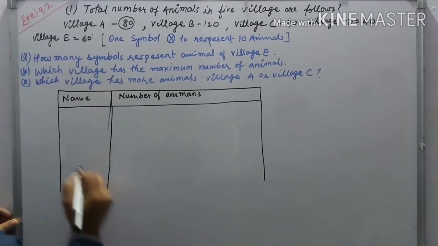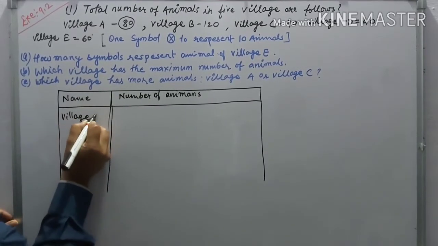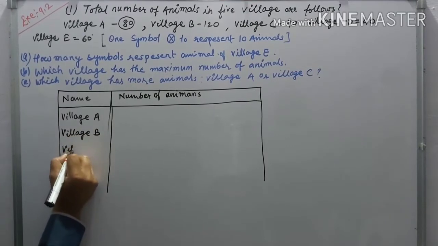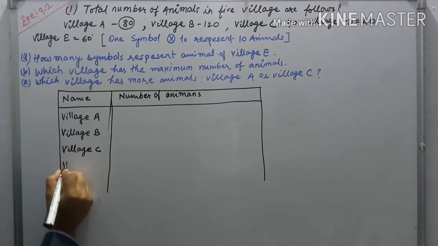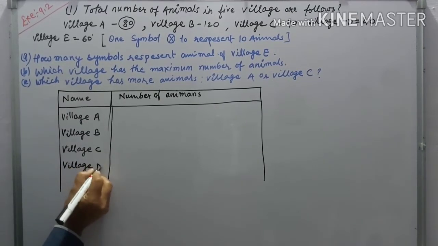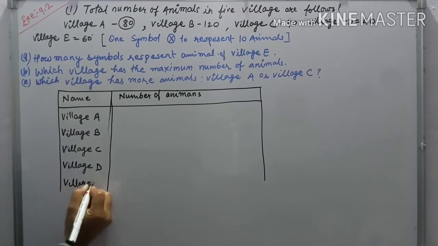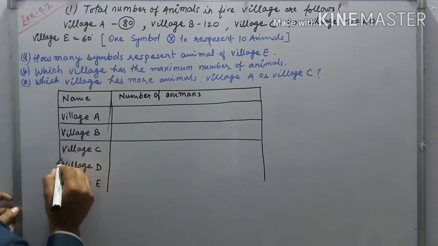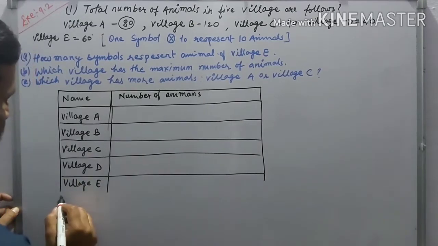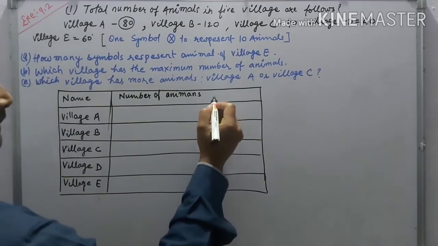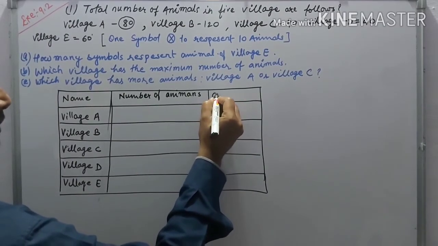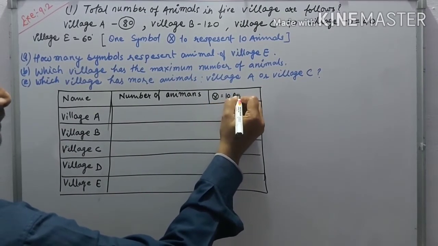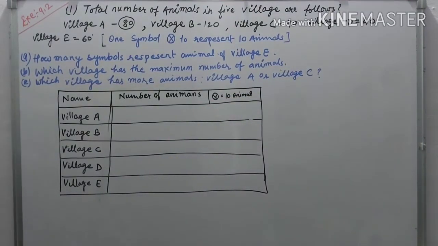Now first will be village A, second is village B, third is village C, village D, and fifth is village E. Okay, and draw separate boxes. Here we write the symbol already given in the question, which is equal to 10 animals.